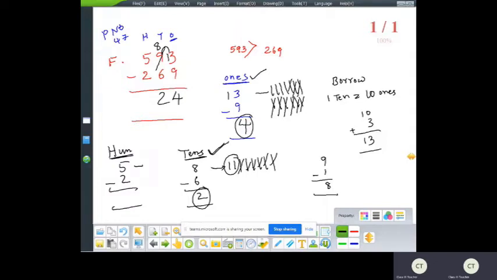Then subtraction exists. 5 means draw 5 lines: 1, 2, 3, 4, 5. From 5, we subtract 2, which means we cut 2 lines. After cutting 2 lines from 5 lines, there are 3 lines. 5 minus 2 is equal to 3. The answer is 324. 593 minus 269 is equal to 324. This is the answer for F1.